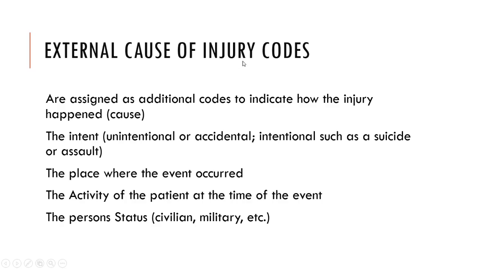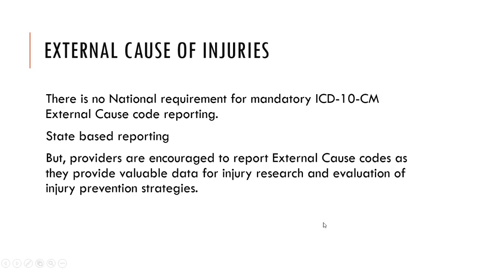Repetition is the best medicine. External cause of injury codes are assigned as additional codes to indicate how the injury happened. Its cause, the intent, unintentional or accidental, intentional, such as suicide or assault, the place where the event occurred, the activity of the patient at the time of the event, and the person's status, were they civilian, military, or etc.